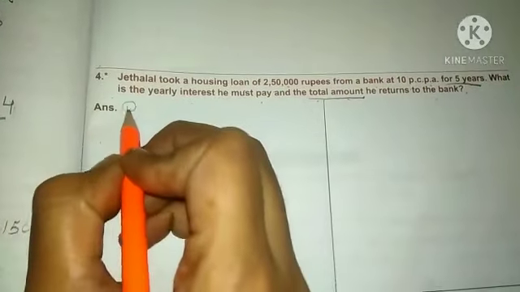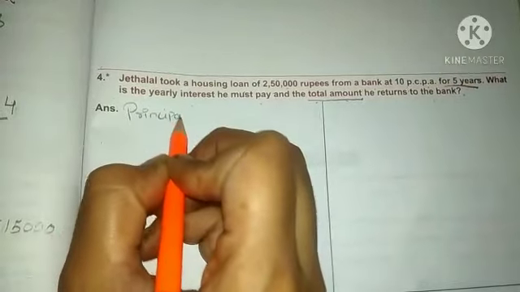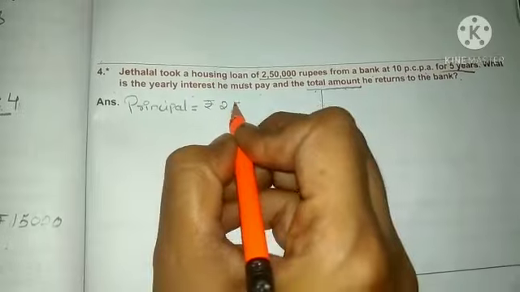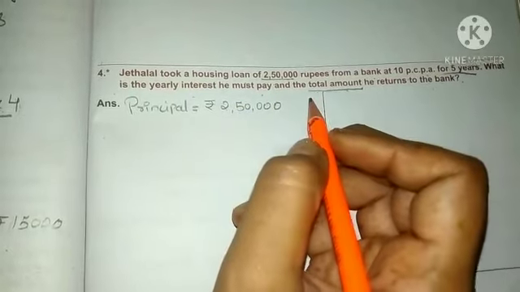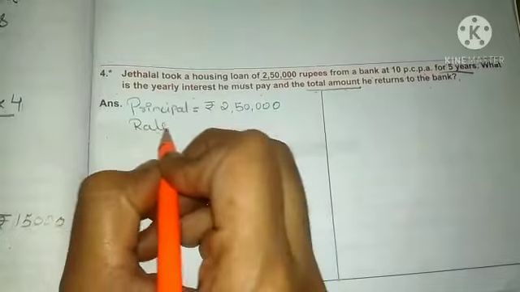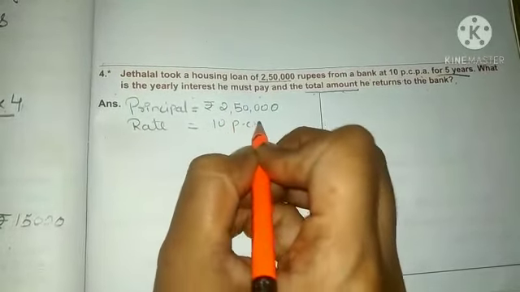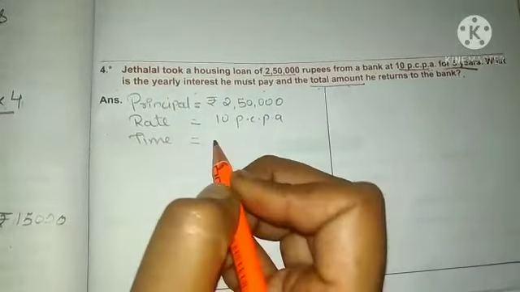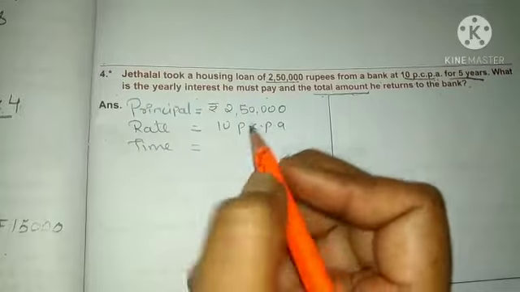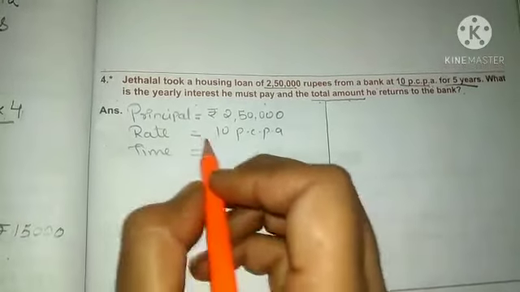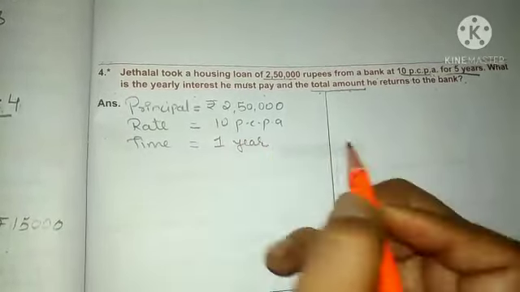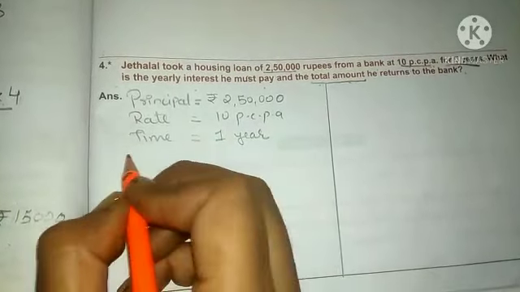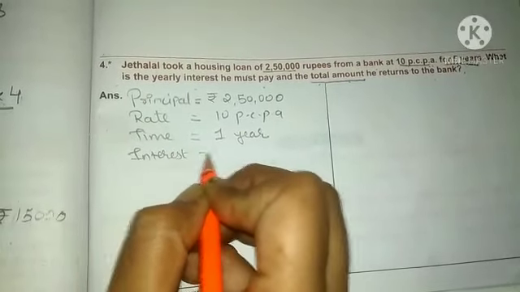First of all we will write down what is given in the question. In your question the principal is given, that is rupees 2,50,000. Understood? Now the rate is given, that is 10% per annum. Clear? And the time, students, we have to find out the yearly interest. In 1 year how much interest he will pay to the bank. So here we will take 1 year. Understood everyone? And then what we have to find out in this question? Interest. Clear? So question mark.